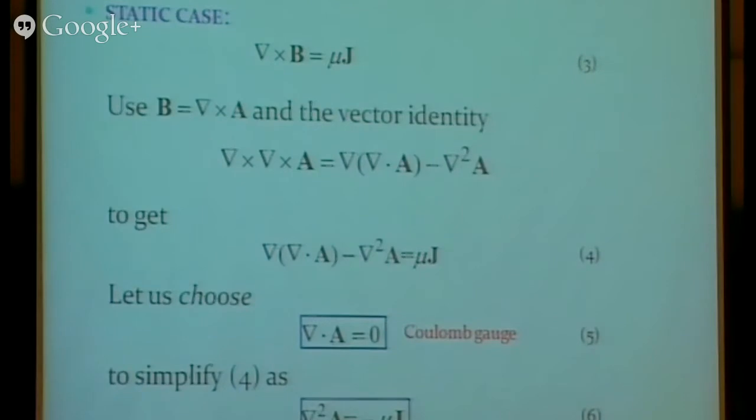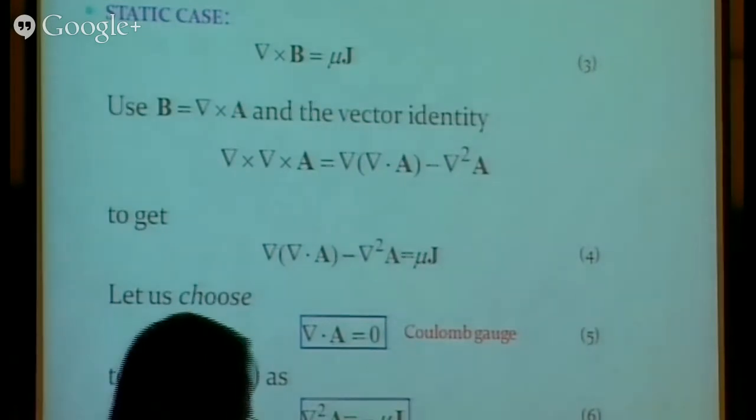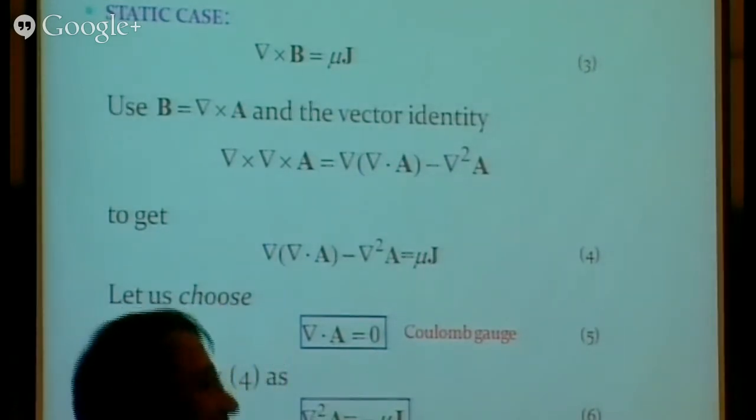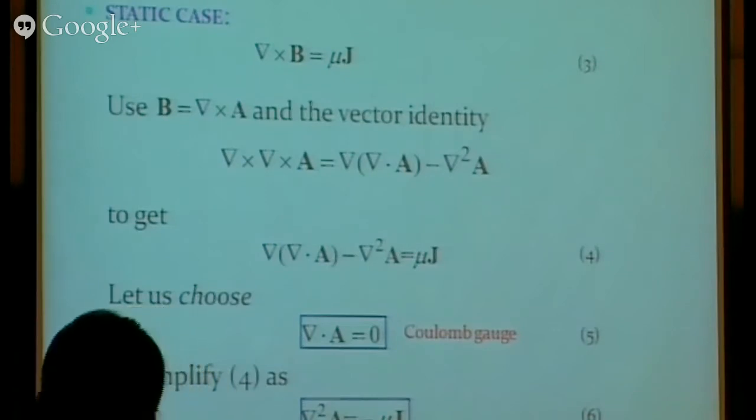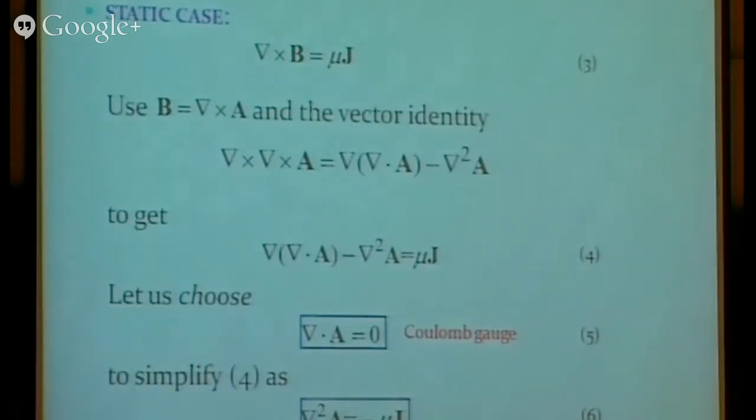But then the fields predicted by Coulomb gauge are just as correct as those predicted by any other potential gauge. So we choose divergence of A is equal to 0 so that we are able to simplify this equation as del square A is equal to minus mu J.